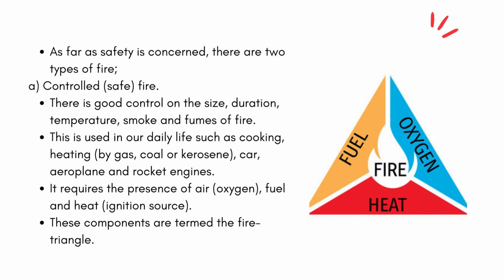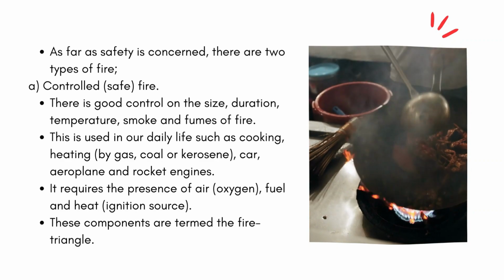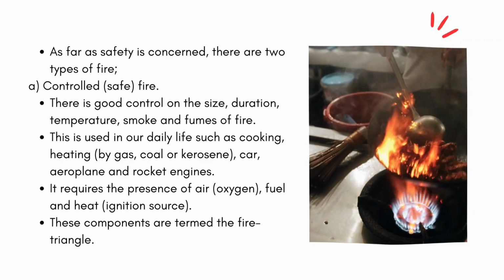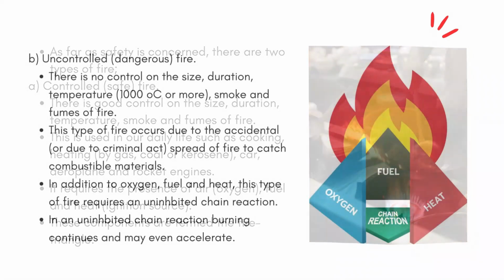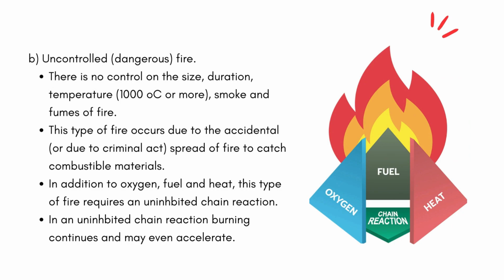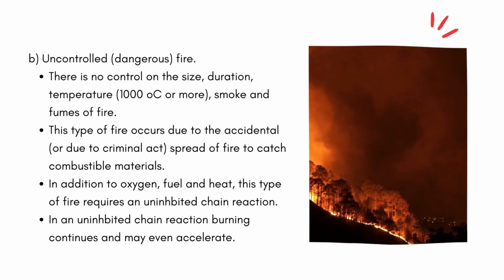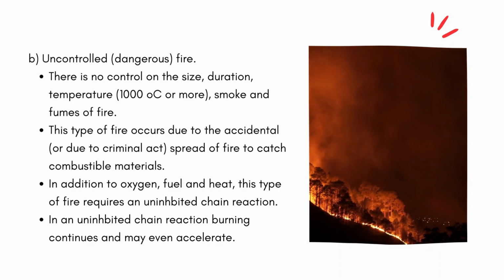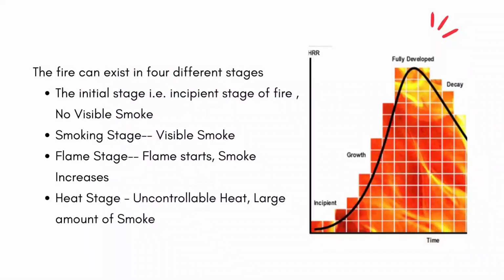As far as safety is concerned, there are two types of fire. One, controlled safe fire. This is used in our daily life such as cooking, heating. Two, uncontrolled dangerous fire. There is no control on the size, duration, temperature, smoke and fumes of fire. This type of fire occurs due to the accidental or due to criminal act spread of fire to catch combustible materials. Stages of fire. The fire can exist in 4 different stages.